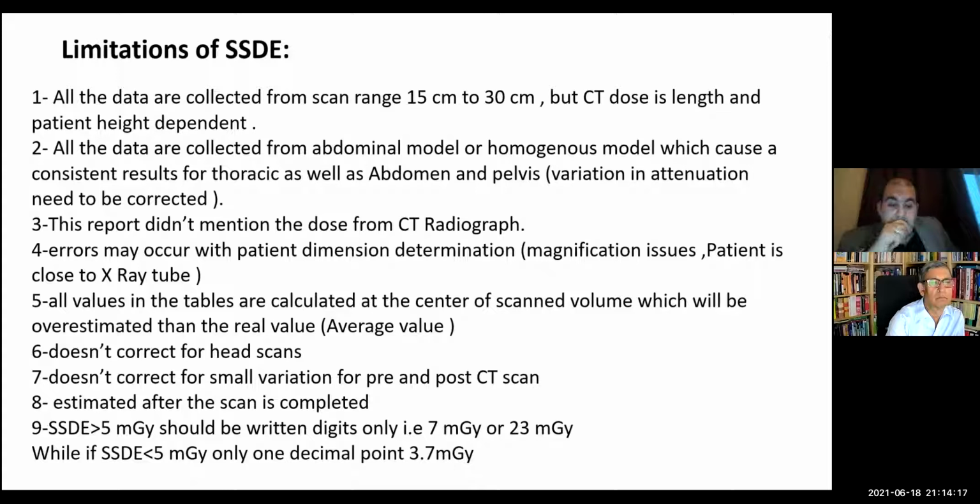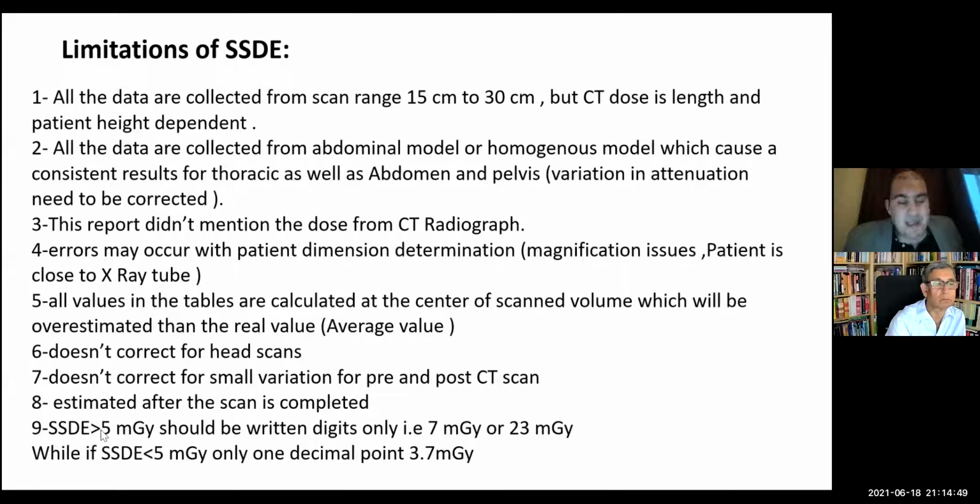But really, the dose is not the same for all slices of the patient. So the dose here will be overestimated, but we have to get the average dose for the whole patient. It doesn't correct for head scan. Head scan is not involved in this report. It doesn't correct for a small variation for pre and post scan for contrast. Estimated after the scan. Yes, that's what I told you, that size-specific dose estimate should be estimated after the scan.